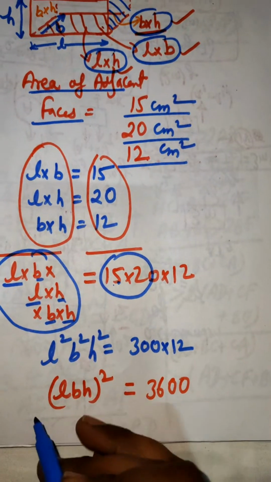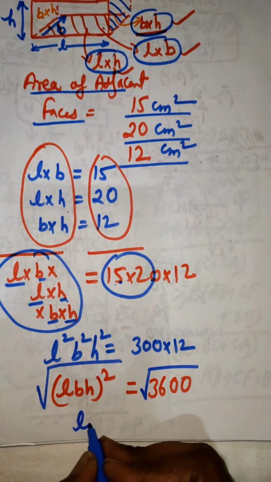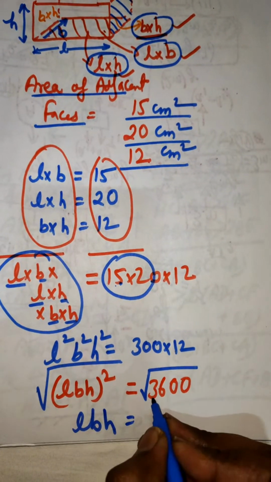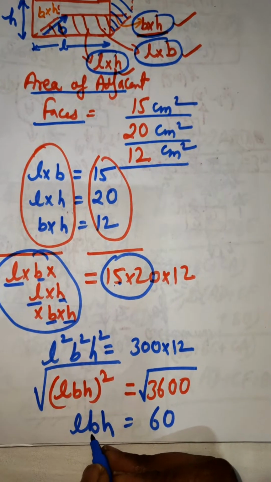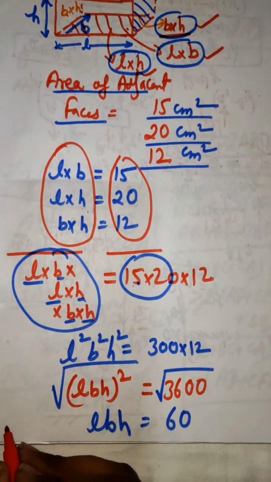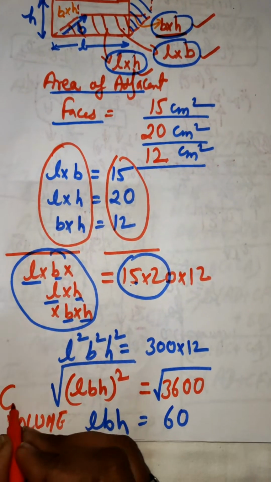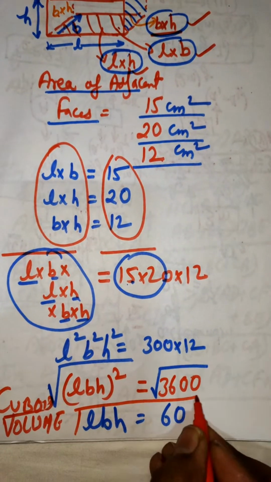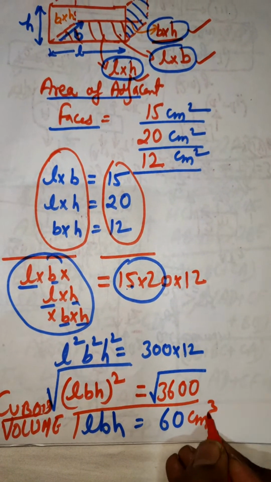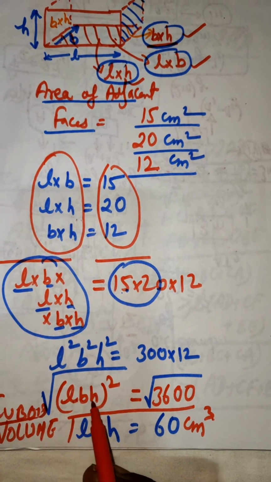Take a square root on both sides of the equation. We get LBH equal to 60, right? So what is LBH? LBH is the volume of this cuboid. Yes, we have solved this question now. This is the cuboid volume, LBH equals 60 centimeter cube, because L is in centimeter, B is in centimeter and H is in centimeter.